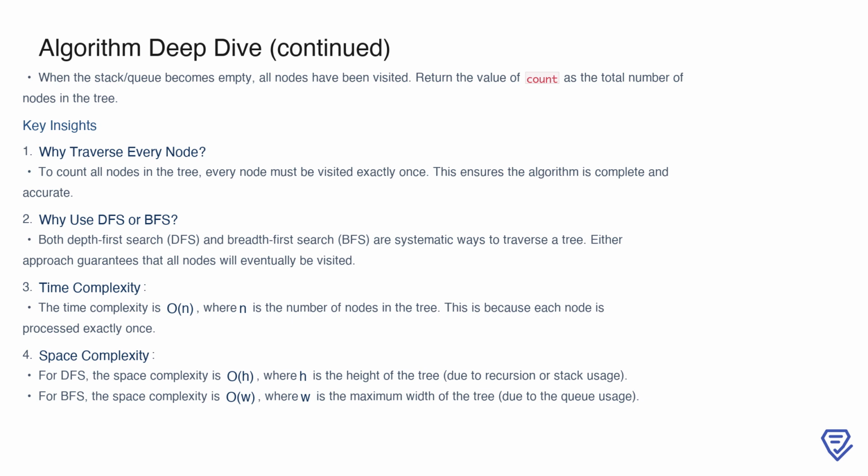A few key insights help us understand why this approach works. First, to accurately count all nodes, every single node must be visited, which makes systematic traversal essential. Both DFS and BFS provide reliable methods for ensuring this. In terms of time complexity, the algorithm processes each node exactly once, resulting in an O(n) complexity, where n is the number of nodes in the tree. For space complexity, DFS typically has an O(h) complexity, where h is the height of the tree, due to the stack or recursion. BFS, on the other hand, has an O(w) complexity, where w is the maximum width of the tree, as it uses a queue.